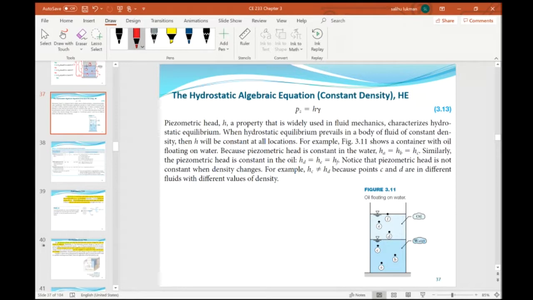So we mentioned that the piezometric pressure is given by the piezometric head times gamma. Because gamma is rho g, this can be simplified to rho g H, where H is the piezometric head, which consists of the elevation head and the pressure head.